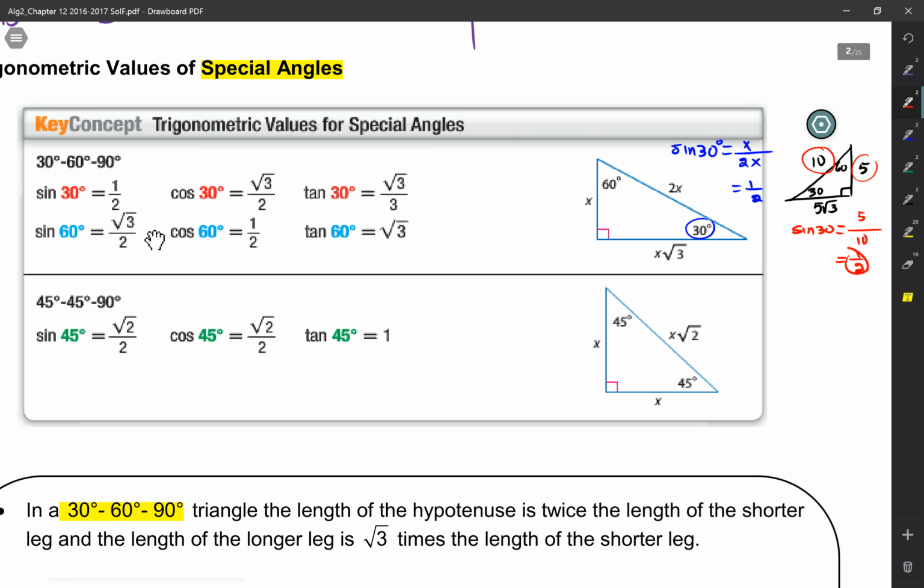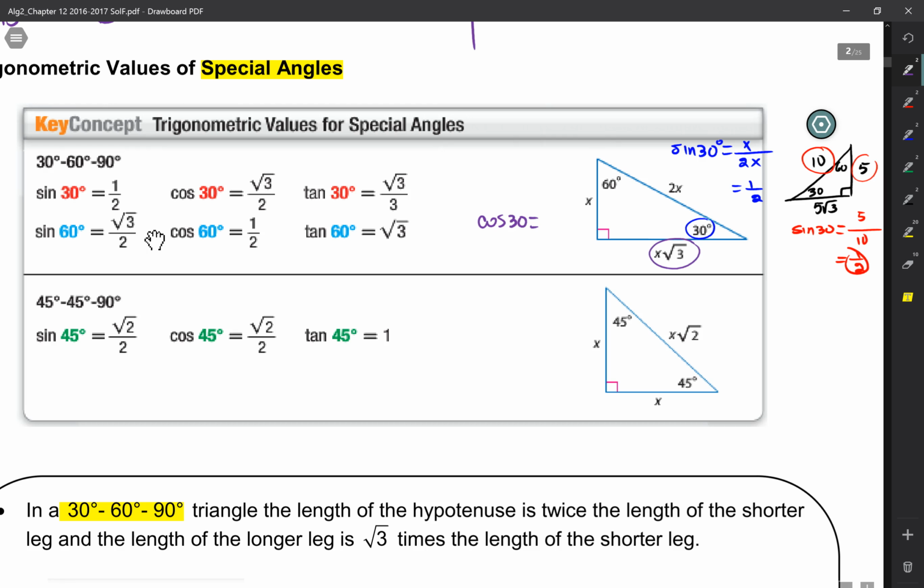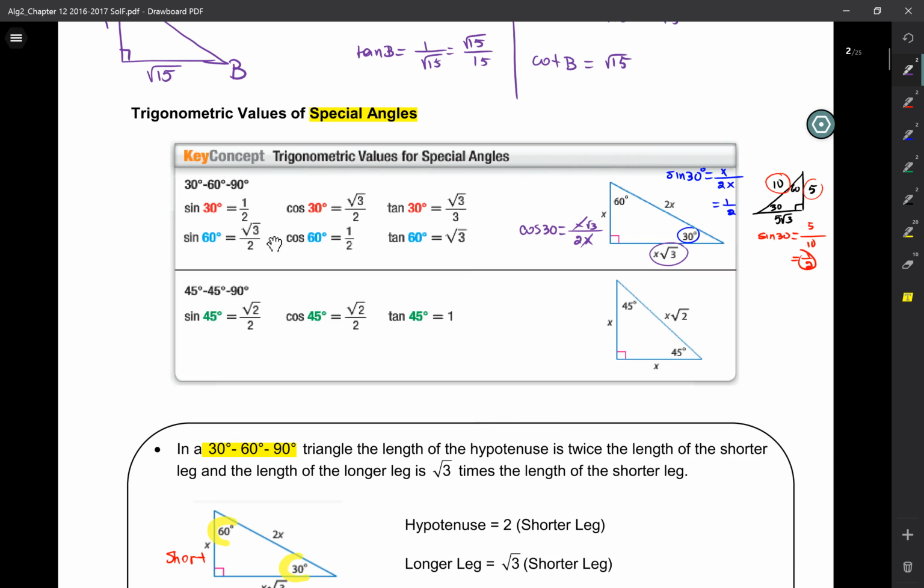So what about the cosine? What would the cosine of 30 be here? Let's find cosine of 30. It would be x √3 over 2x. So the x's go away and it's √3 over 2. No matter what, it's always going to be √3 over 2. Right? So same thing with tangent. That's what it'll be like. And if you do the ones for the 60s, these are what you get. Okay?